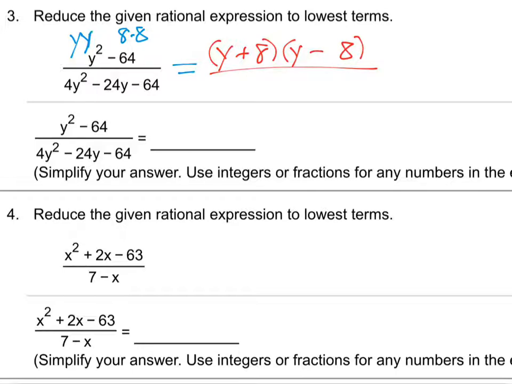Now on the bottom, we're going to have to do 2 steps. I'll do the first one here. Take out a 4, leaves y squared minus 6y minus 16. Use your calculator there.